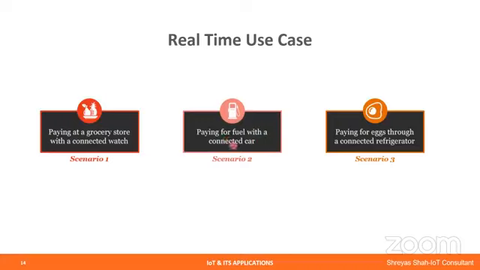Paying fuel with a connected car. This is the same, that is smart grids, like a plug and play activity, and it will be automatically deducted from the wallet or from the bank account. That is just another scenario. Then it is like paying for eggs through a connected refrigerator, that is in home automation.